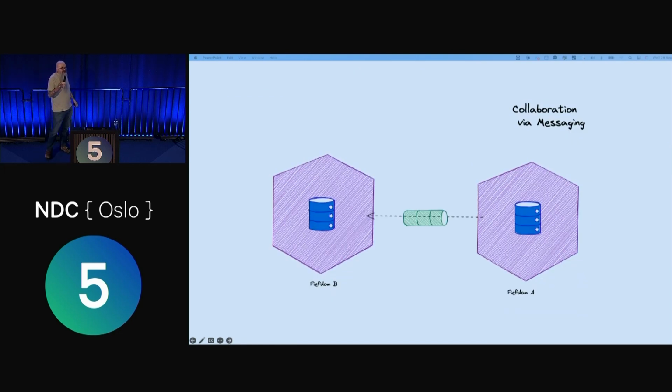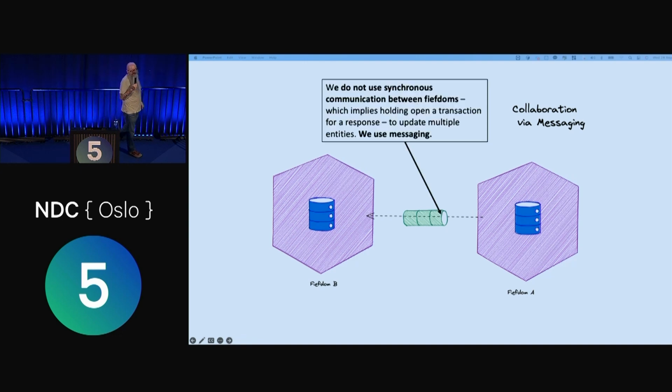So what we do between fiefdoms is we use messaging. We don't use synchronous communication between fiefdoms, which implies holding open a transaction for a response to update multiple entities. We use messaging. Overall, Pat's perspective is gRPC, HTTP, these are not the things you want to use between fiefdoms. You want to use some kind of messaging solution.